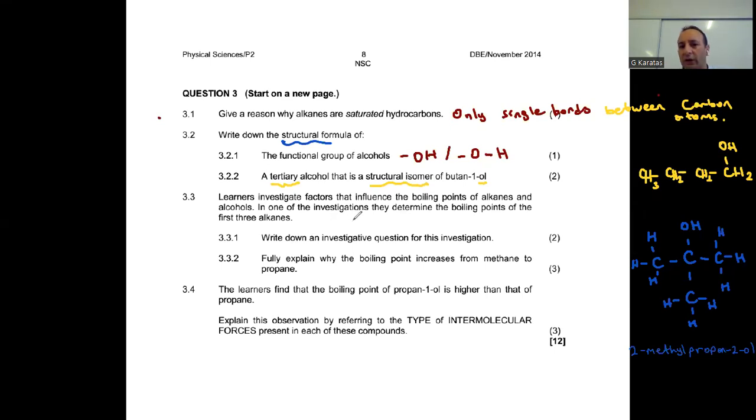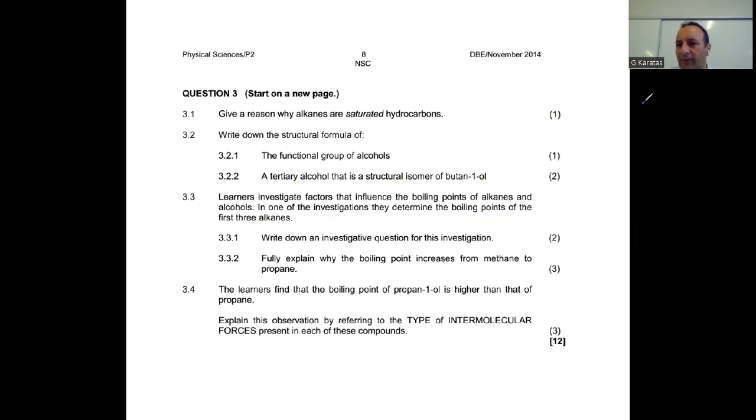Learners investigate factors that influence the boiling point of alkanes and alcohols. In one of the investigations, they determined the boiling point of the first 3 alkanes. That means they try CH4, CH3CH3, and CH3CH2CH3. These are the first three alkanes. They try to determine the boiling point of those three alkanes. Write down an investigative question for this investigation.